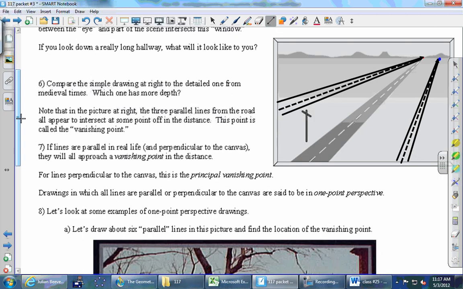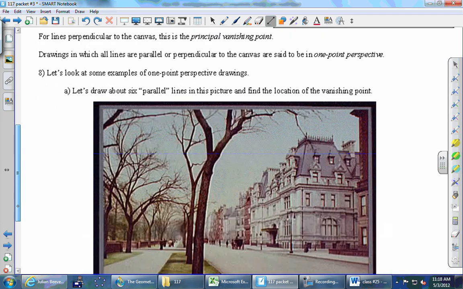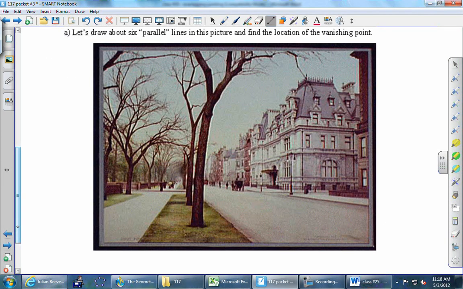Okay, so we'll come down to number 8 for Jocelyn. Okay, so just find some lines that you think are parallel in reality and that fade off into the distance, and use your straight edge and just start connecting the dots. So find some things that look like they are straight lines going off into the distance. See if they all happen to meet at a point.